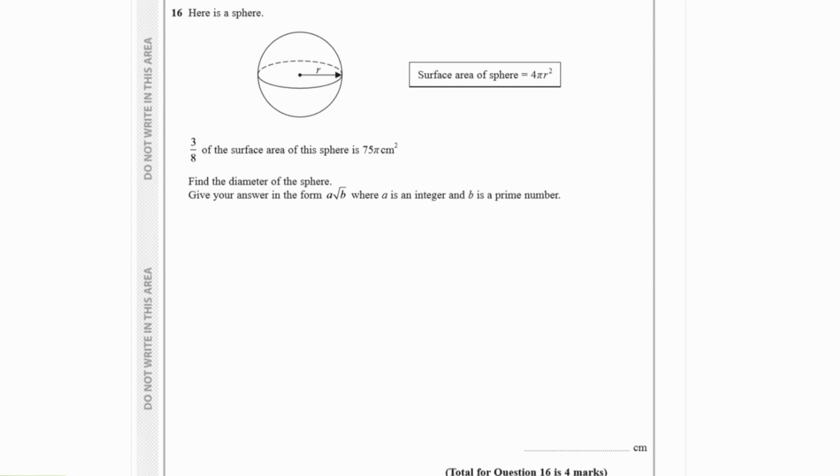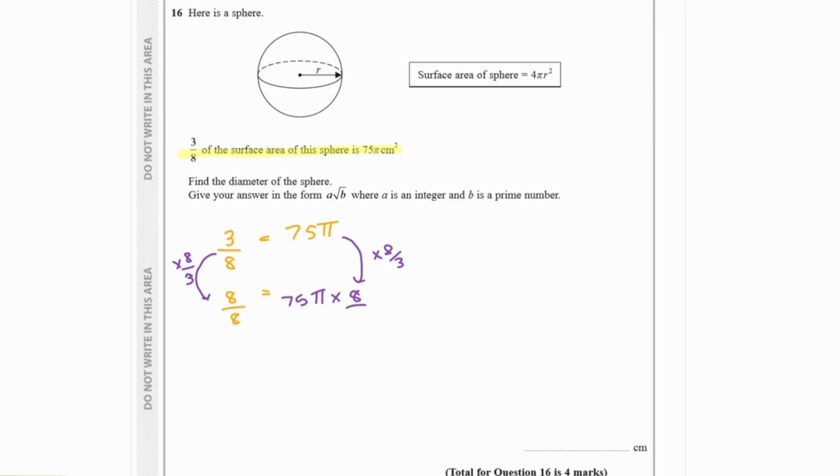So first, we've been told that 3/8 of the surface area of this sphere is equal to 75 pi. So if 3/8 of the surface area is 75 pi, we would first have to look for the whole surface area, which would be 8/8. So we need to check what we did to 3/8 in order to make it 8/8, which means we have multiplied 3/8 by 8 over 3. Multiplying this gives us 1 whole, which we've simply written as 8 over 8. Which means we would also have to multiply 75 pi by 8 over 3.